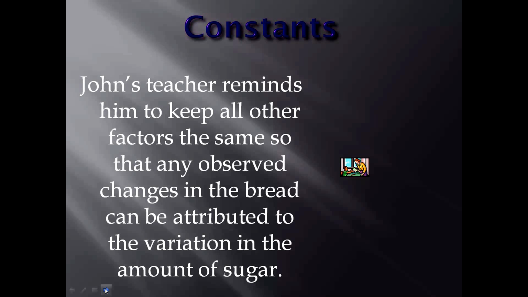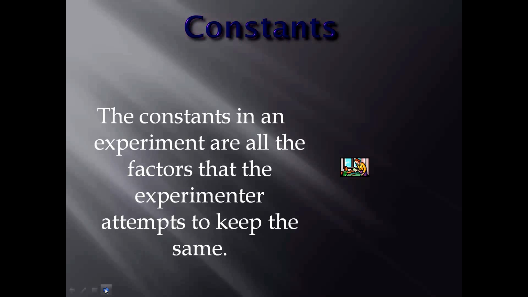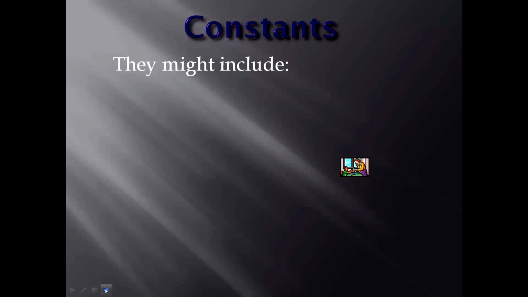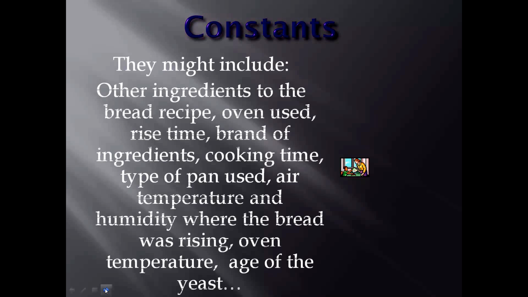Constants. And again, John's teacher reminds him to keep all other factors the same so that any observed changes can be attributed to the variation in the amount of sugar. Now again, only change one thing at a time. Keep everything else constant. For bread, the amount of flour, the amount of water, the amount of eggs, what have you. And again, constants are things that you want to keep the same. And in this particular example, the oven, the time that you're cooking, ingredients, the temperature and humidity, the oven temperature, age of the yeast. There are many different variables that you would want to control.